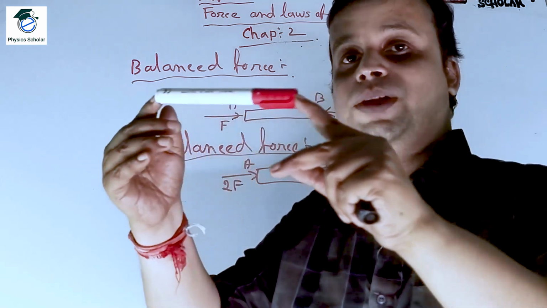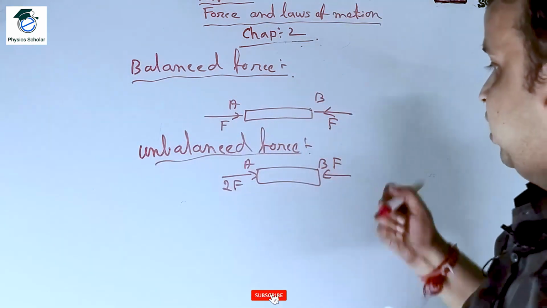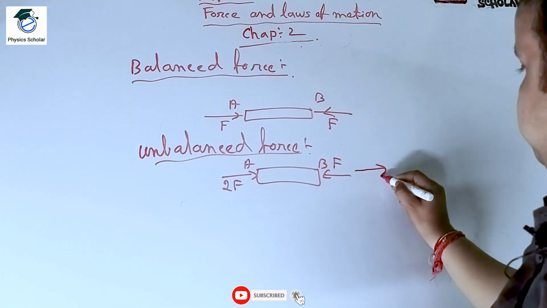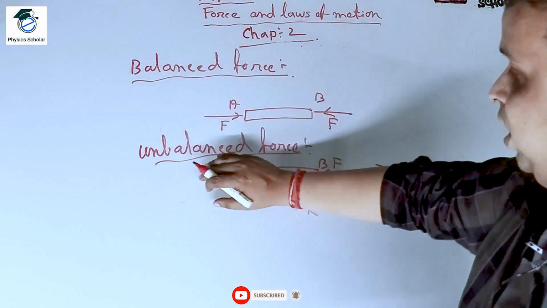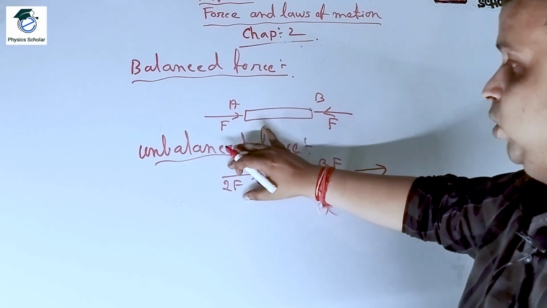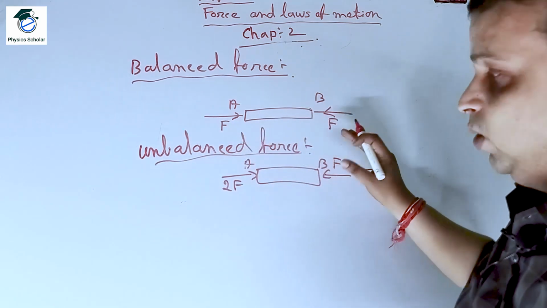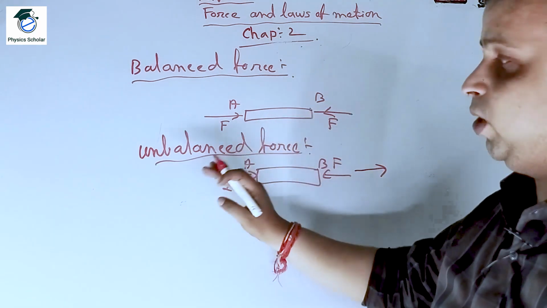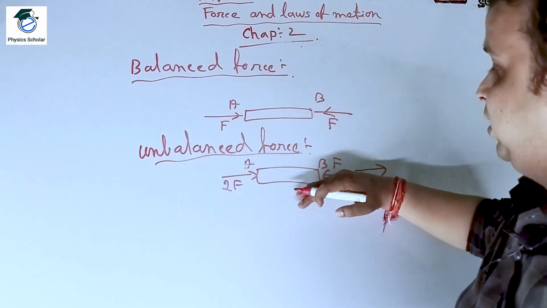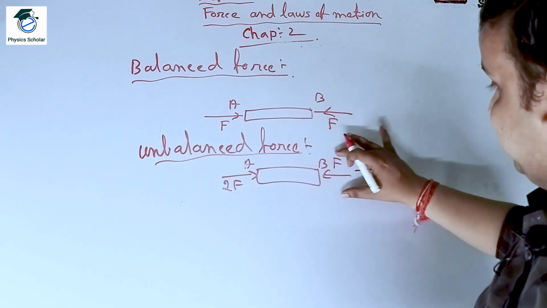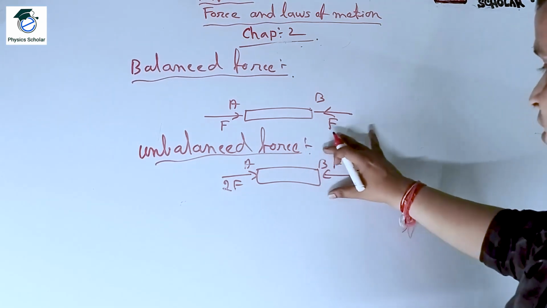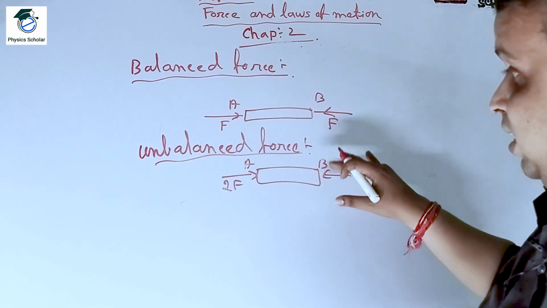So what will happen? As a result, the object will move to this position. Here the object will ultimately move in this direction, because here we are pushing the object with more force than this. Clear? So it cannot oppose the total force, because it is double the amount of force, twice F, and it is only F. That's why the resultant displacement of the object will be in this direction. Clear?